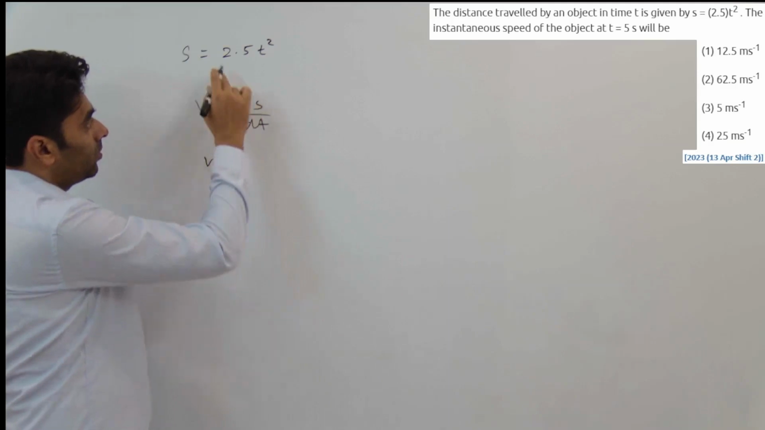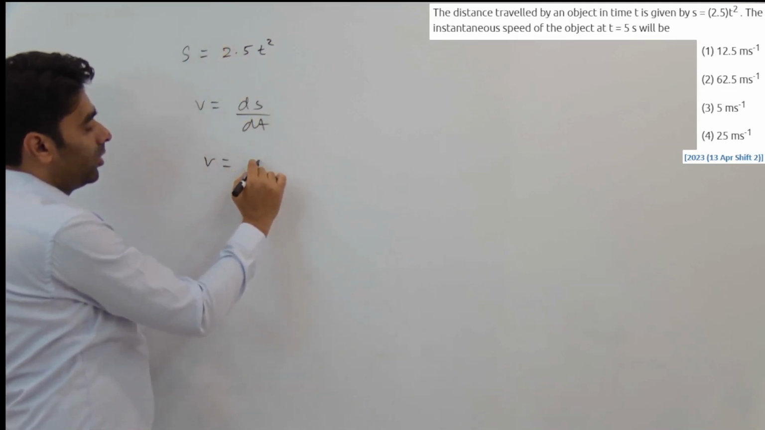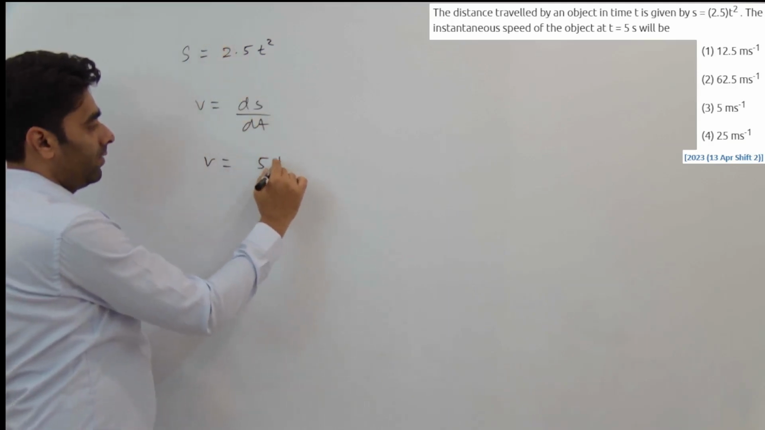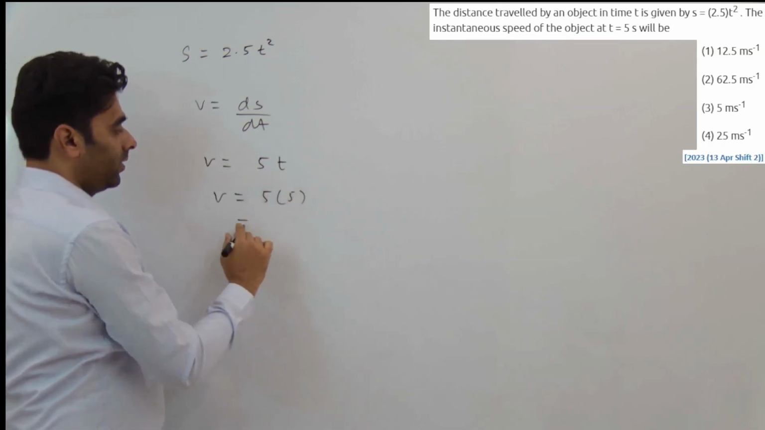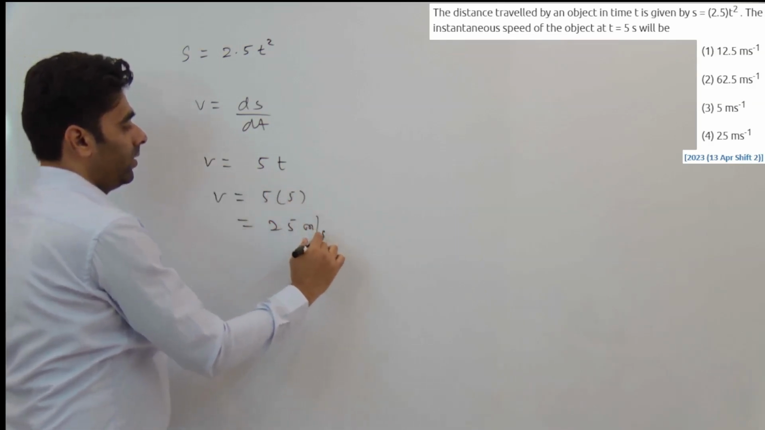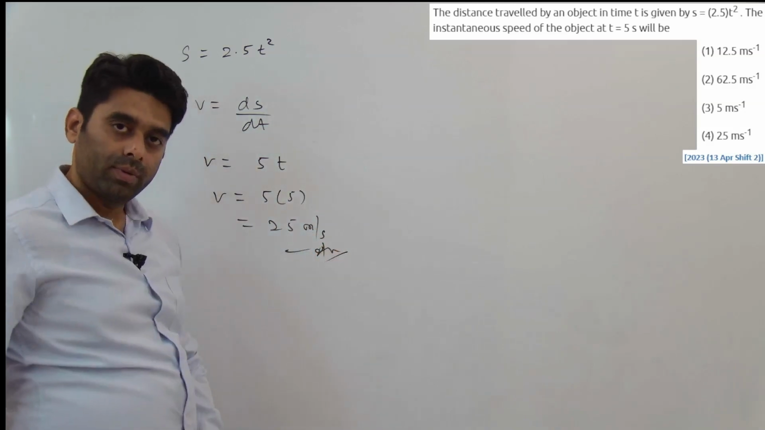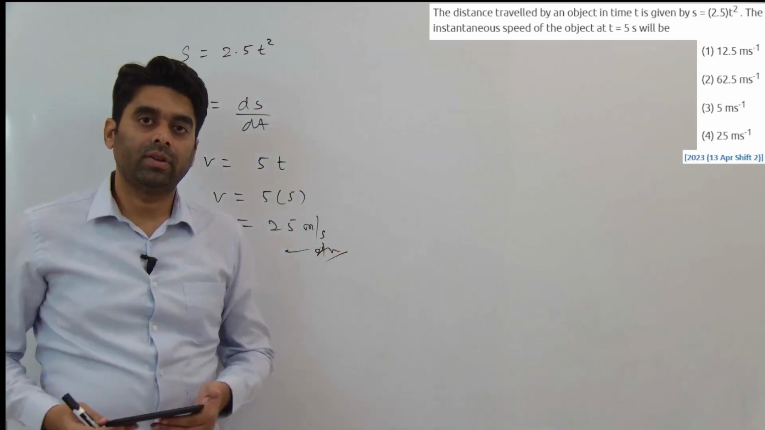So v is equal to, if we differentiate it, 2.5 into 2, that is 5t, at t equal to 5 seconds. 5 into 5, that means our answer is 25 meter per second. Simple question, right? 25 meter per second is our answer. Fine.